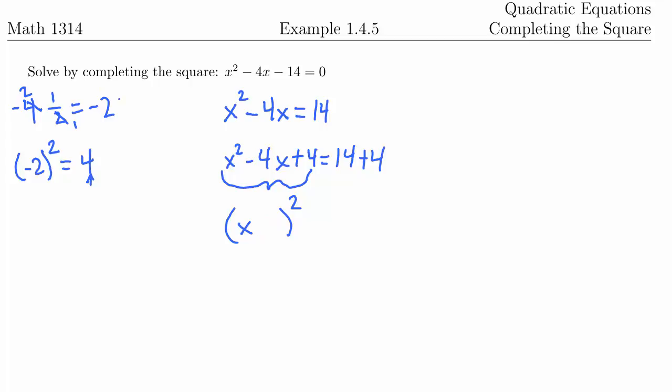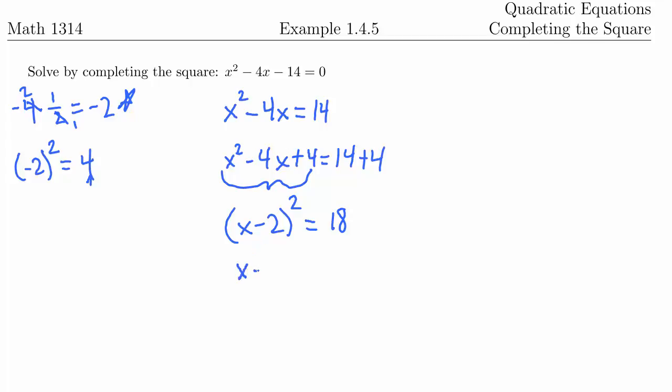That number comes from this right here. It's always going to be that number. So I have a minus 2. So notice I have x minus 2 squared is equal to 14 plus 4, which is 18. And now all I need to do is use the square root property in order to solve this.